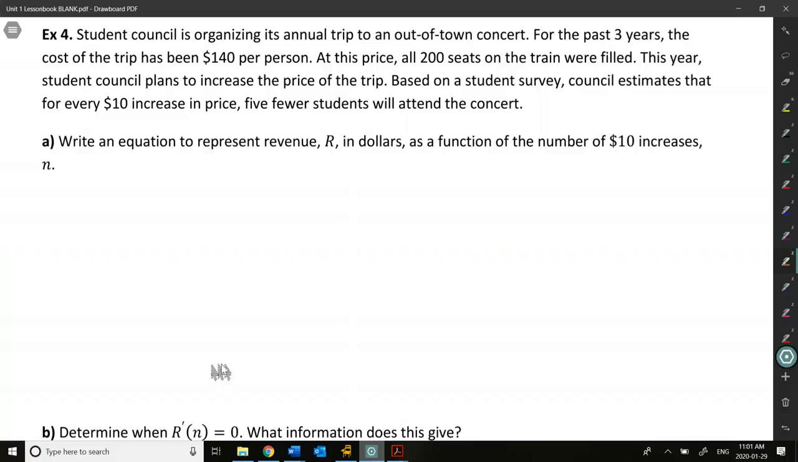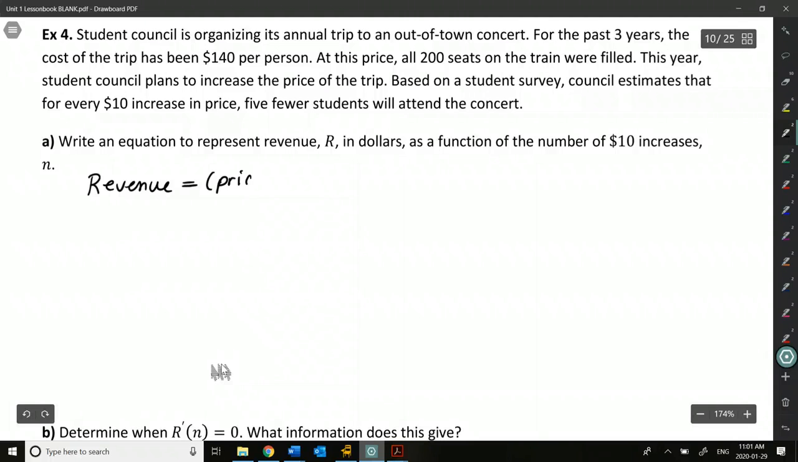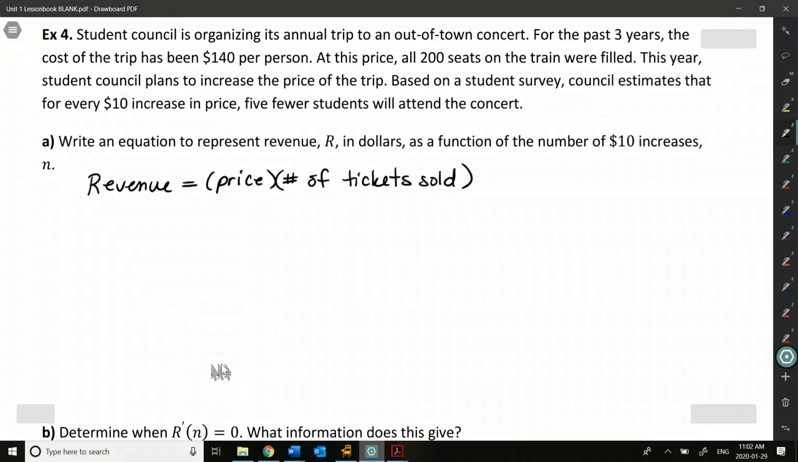Okay, so business people out there, how do I find revenue? Price times, in this case, the number of tickets sold, right? And this is based on the number of $10 increases. So we're going to call this R at n, our function: revenue based on number of price increases n.